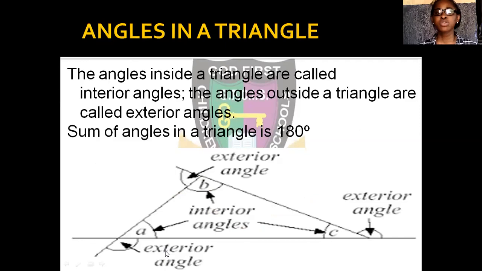So let's move ahead to angles in a triangle. In a triangle, the sum of angles is 180 degrees. Also in a triangle, we have the interior angles and the exterior angles. The interior angles are the angles inside the triangle, and the sum of them is 180 degrees. We also have the exterior angle, which is the angle outside the triangle.